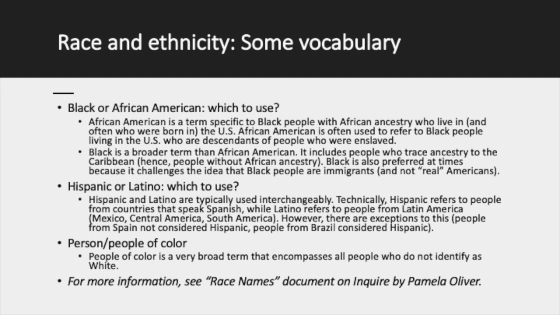So person of color is used pretty commonly. It is not the same. And I will say, and I'm using this vocabulary that is not appropriate to use in order to share that it's not appropriate to use, the term colored people is not the same as people of color.